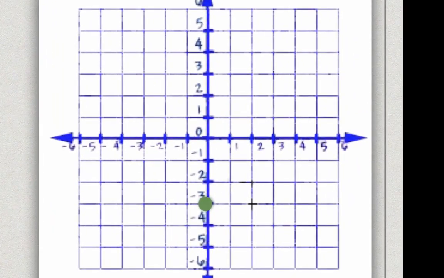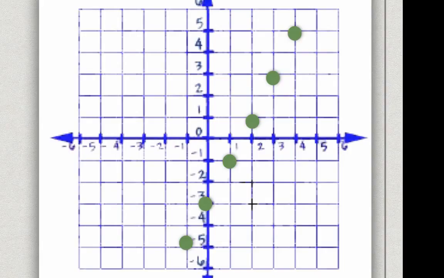From negative 3, since the slope is 2, that means we have to go up 2 and then to the right 1. So I'll put a dot there. And then we have to continue doing that until we fill up the graph. So I'll go up 2, right 1 again. And once I get to the top, I'm going to go back down to the bottom and see if I can continue on. And I can. So I can go down 2 and left 1. So I'll put a dot right there.